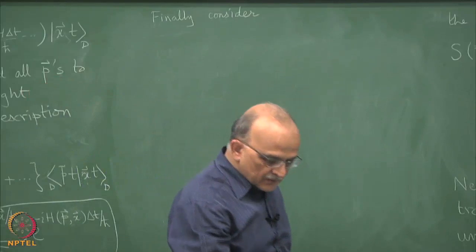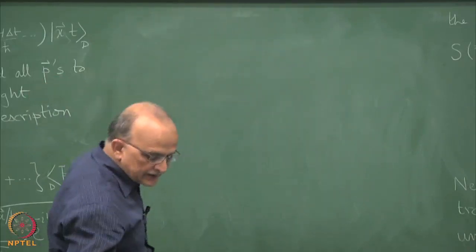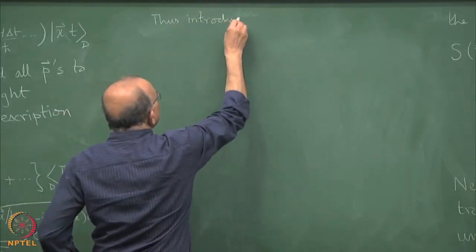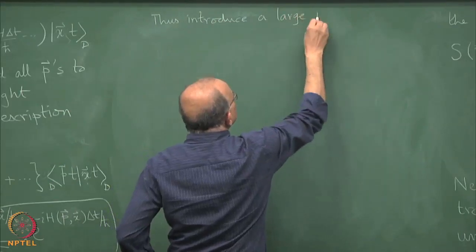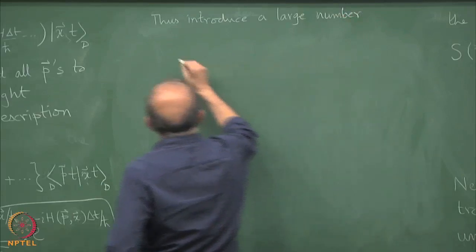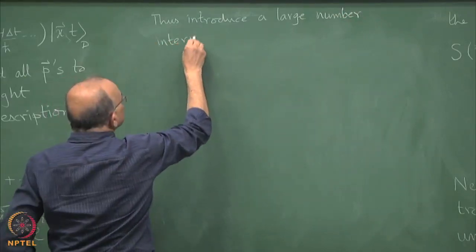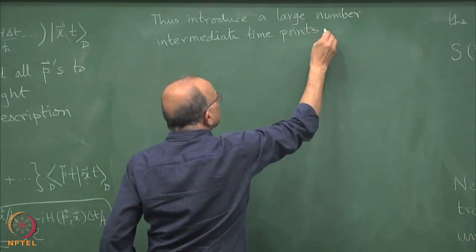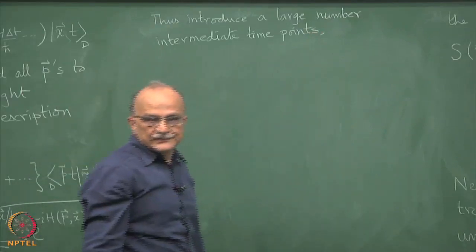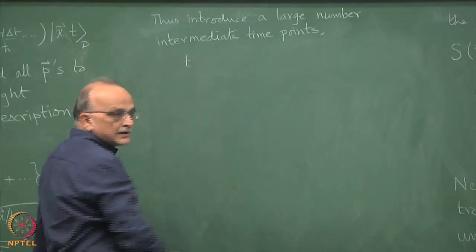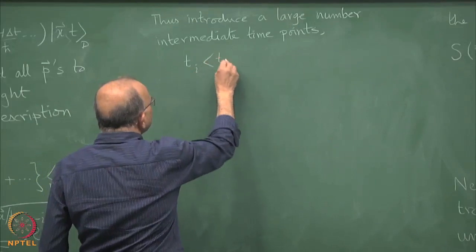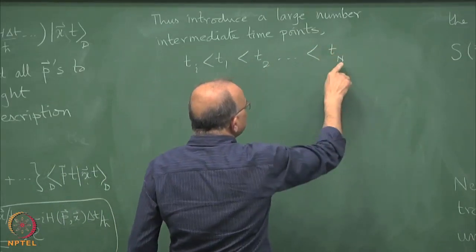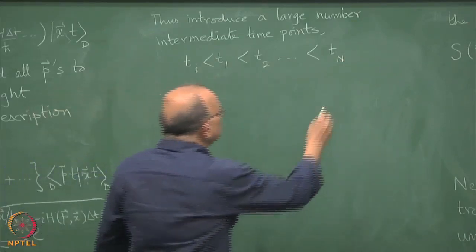So what way, so instead of just saying finally consider, let me say that thus introduce a large number of intermediate time points with values, okay, so T initial, so we will introduce n of them less than TF.